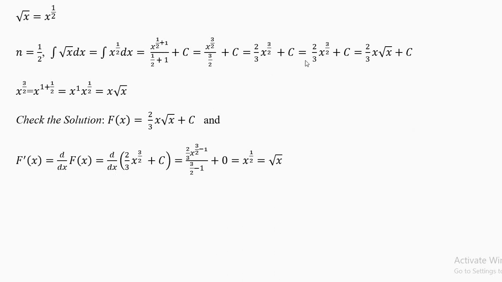Here it's written 2 times the answer. There is no need to write it. You can write it just 1 time. Now check the solution. F of x equal to 2 by 3 x root x plus c. How much is x root x? It is x power 3 by 2. What's the rule? N into x power n minus 1. 3 by 2 minus 1 will give you half. 3 by 2 minus 1 is half. And it will get cancelled.